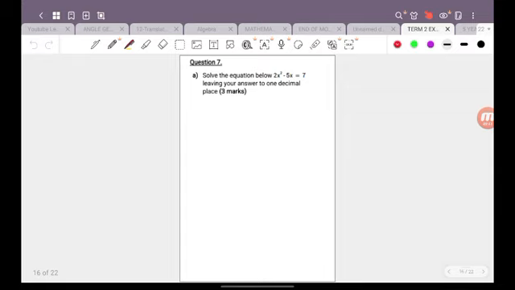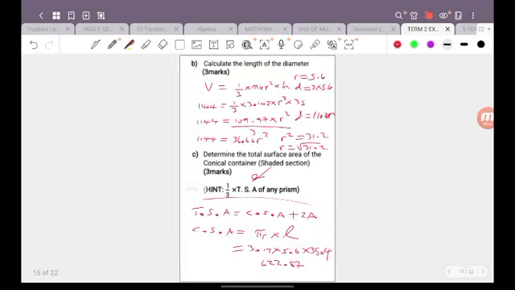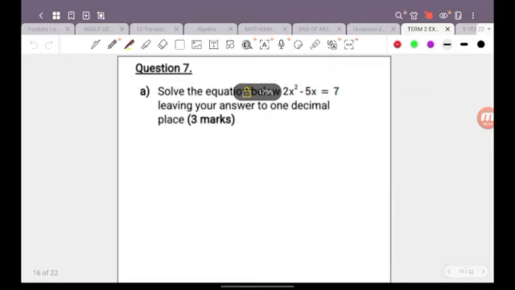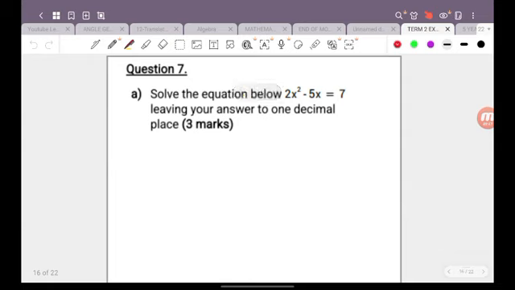All right, now we're going to move to question 7 then. We're asked to solve the equation below, 2x squared minus 5x equals 7, and you're to leave your answer to one decimal place. Now, right away, as I stated earlier when we were doing question number 2 and identifying quadratic expressions, notice that it ends up with a square at the front here. So right away, I know that this is a quadratic equation.